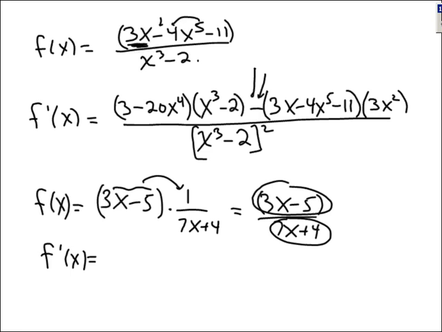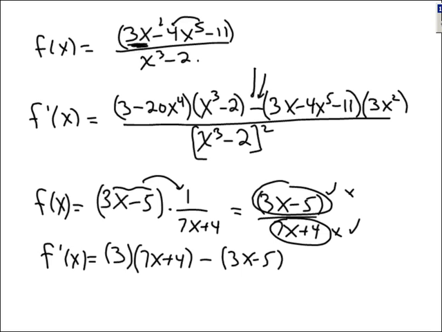It's very simple to take the derivative of polynomials. The derivative of the top is just 3 times the bottom. So I took the derivative of the top, I did not take the derivative of the bottom. Minus. Now I reverse that. The bottom stays the same, the top stays the same, but I do now take the derivative of the bottom, which is 7. And all of this gets divided by the bottom, 7x plus 4, all squared.